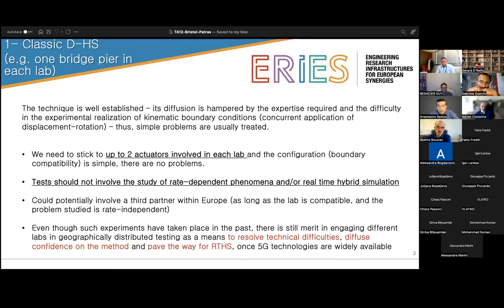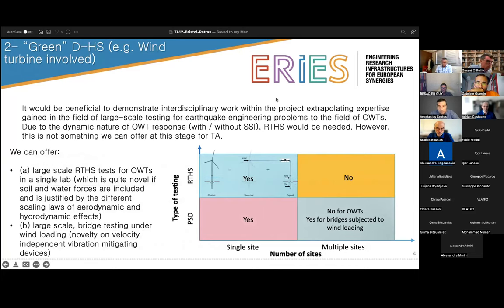And as I mentioned previously, there is an option for a third European partner to be involved in this procedure, provided obviously that the lab is compatible with the problem, our capabilities, the formats, and the types of tests that we are looking for. But obviously, ahead of the development of 5G technologies, even a slow test, in expanded time, would pave the way, if this is done between two geographically separated sites, for potential real-time hybrid testing when this is more feasible and can address the latency problems, because the network delays are what is hindering the wide-scale application for real and rate-dependent problems.